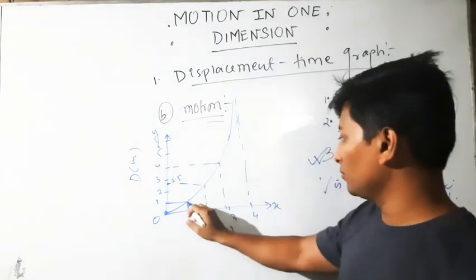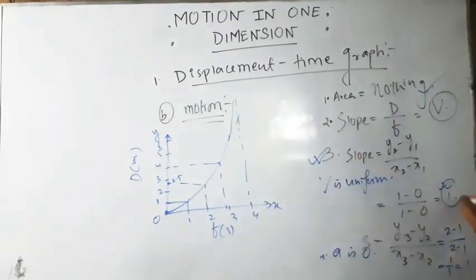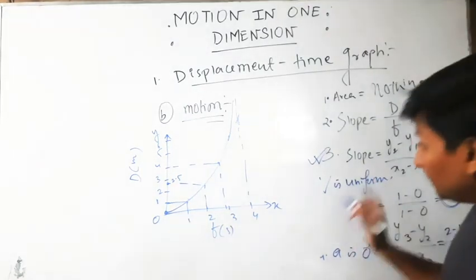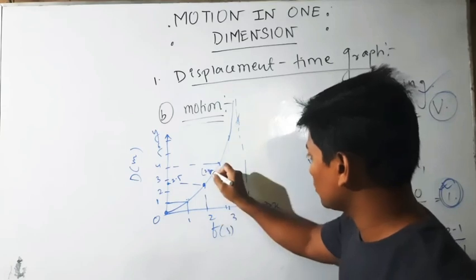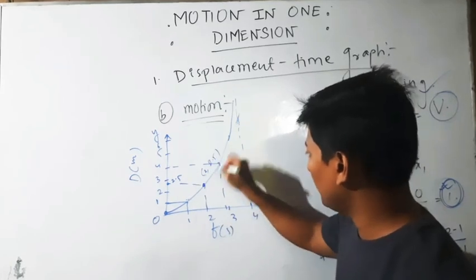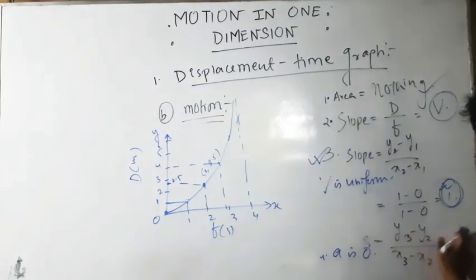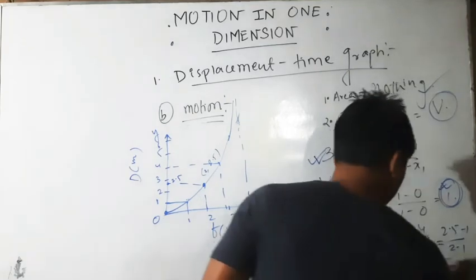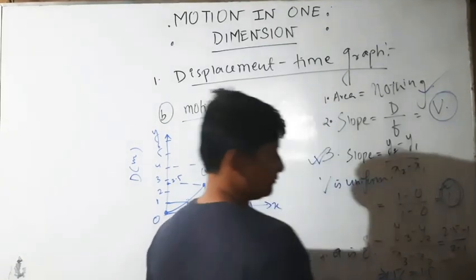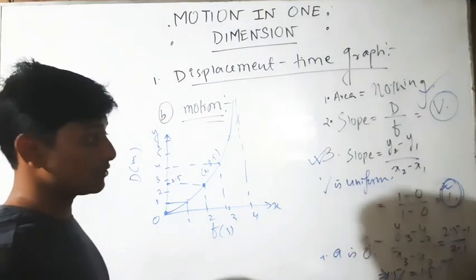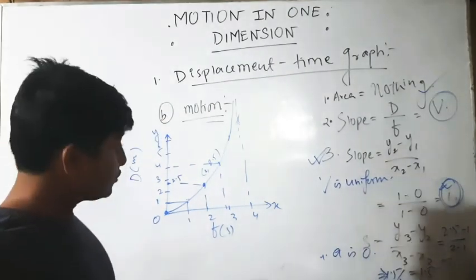Here also it is 1, 1 and 0, 0, so the slope will give me 1 itself. But from here to here, what is the point? The x-axis is 2 and the y-axis is 2.5. If I apply this formula, it will be 2.5 minus 1 by 2 minus 1. It will give me 1.5 divided by 1, so the answer will come as 1.5. So the slope is not the same here.